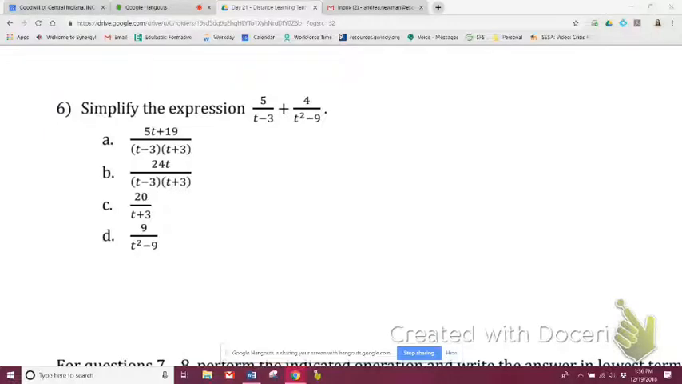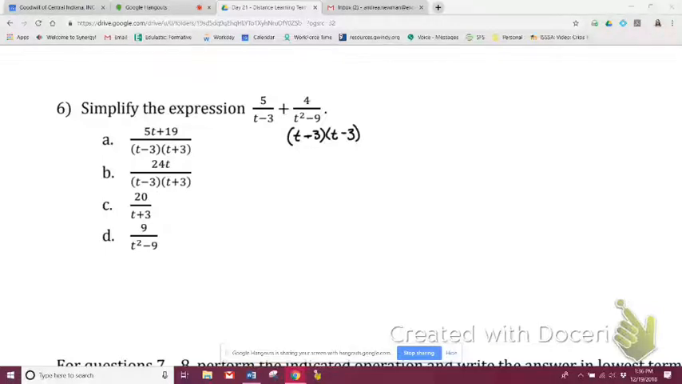Alright, next page. Question number 6 says simplify the expression. Here we've moved to addition. When you have addition, you have to have a common denominator before you can add or subtract fractions. So looking at this, I noticed that the second fraction is a difference of squares, and if I factored it, it would be t plus 3 times t minus 3. So since both of those terms are something squared with a minus sign in the middle, it breaks up using that difference of squares.